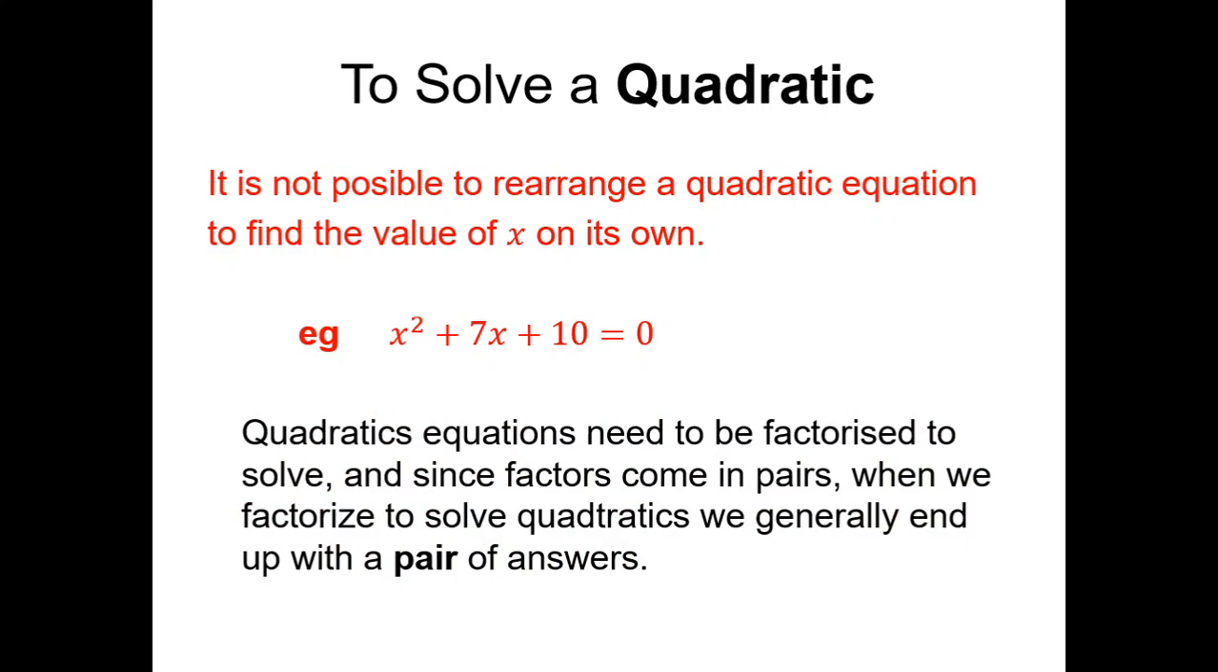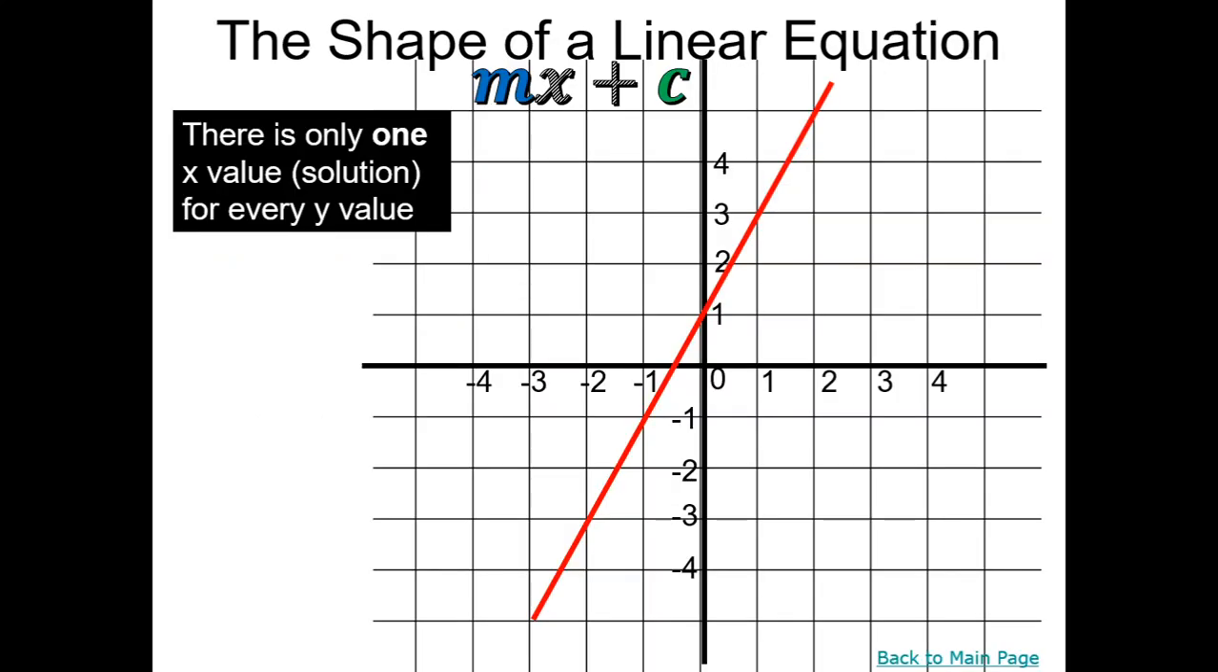Quadratic equations need to be factorized to solve. Now, factorizing we have seen before. That means finding a value or a variable that you can divide things by. And when you factorize something or you divide any value, you have an answer, which is also a factor. So those are factor pairs. When we factorize a quadratic, we generally end up with a pair of answers. Let me just show you graphically what I mean by this.